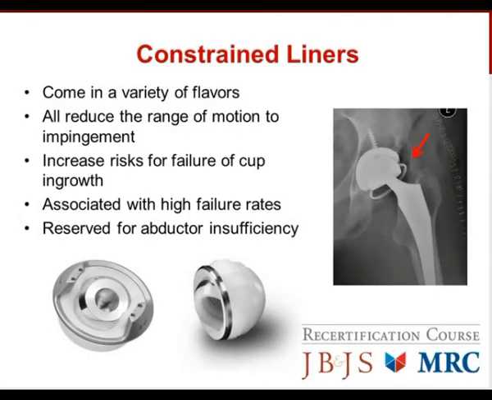Constrained liners come in a variety of different flavors. You can see a few of these depicted here. The fundamental concept is that all of them hold onto the femoral head to try to prevent dislocation. They all reduce the range of motion to impingement, which is why these should not be used in malpositioned implants. They have been associated with high failure rates, and again, reserve this for patients that have true abductor insufficiency.